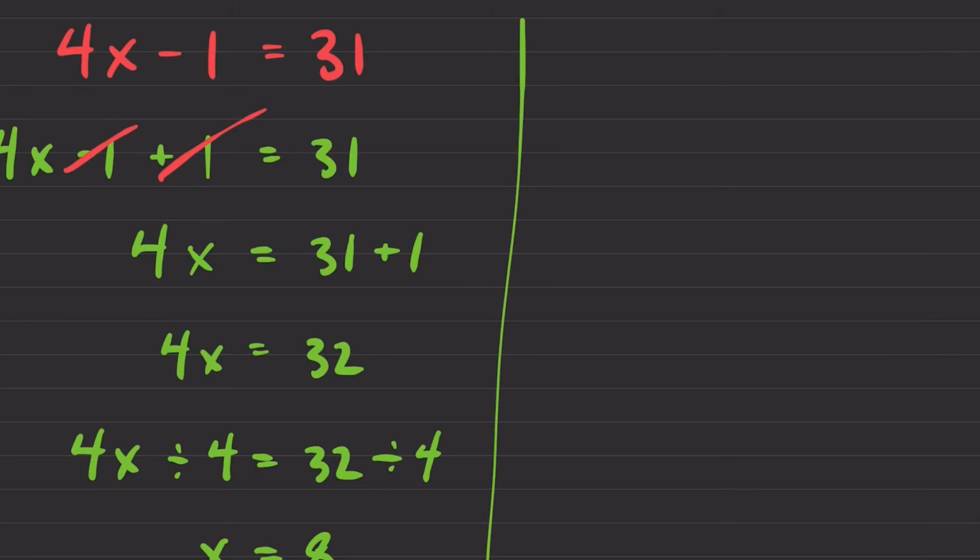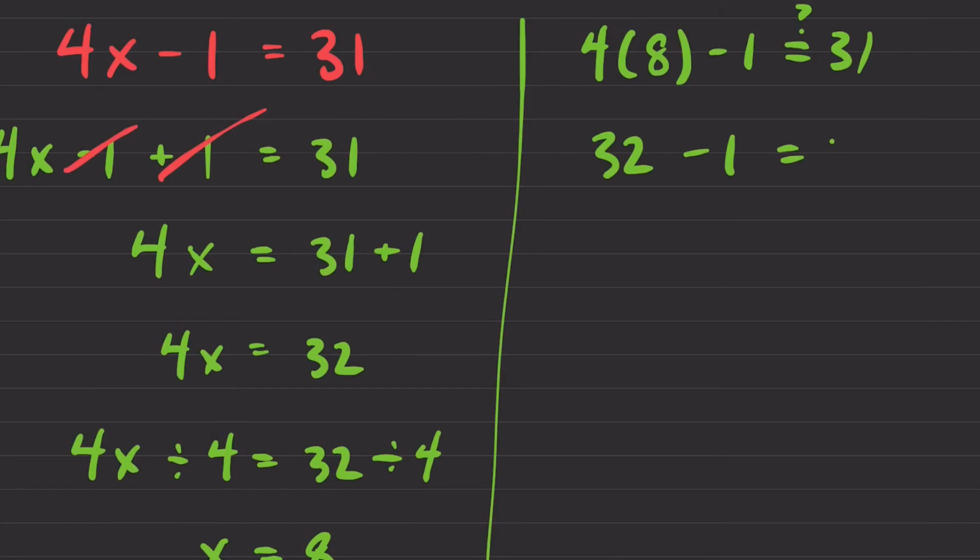And finally, to check my answer, I just have to plug it in. So I'll go 4 times 8 minus 1. Is that equal to 31? Well, 4 times 8 is 32. And is 32 minus 1 equal to 31? Well, 32 minus 1 is 31. So 31 is equal to 31. We give ourselves a little check mark. Fantastic.